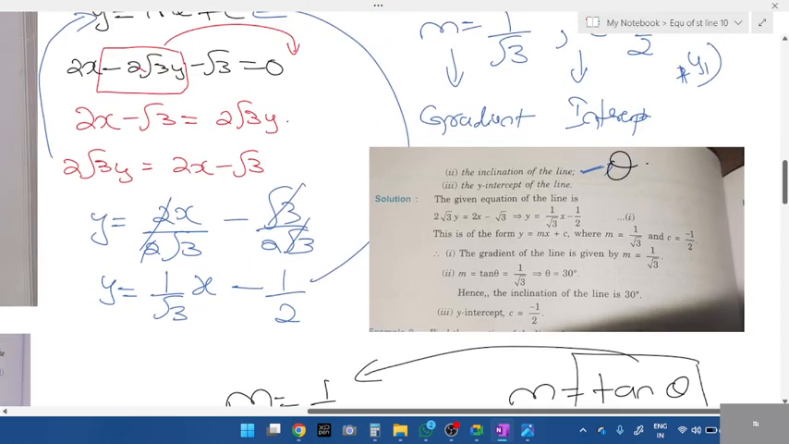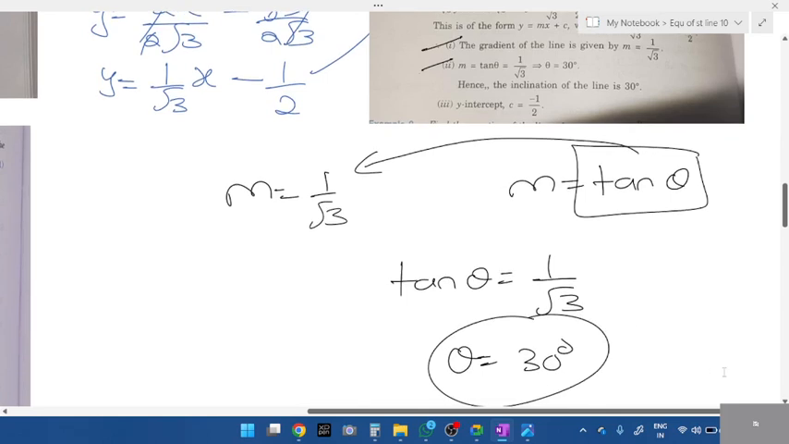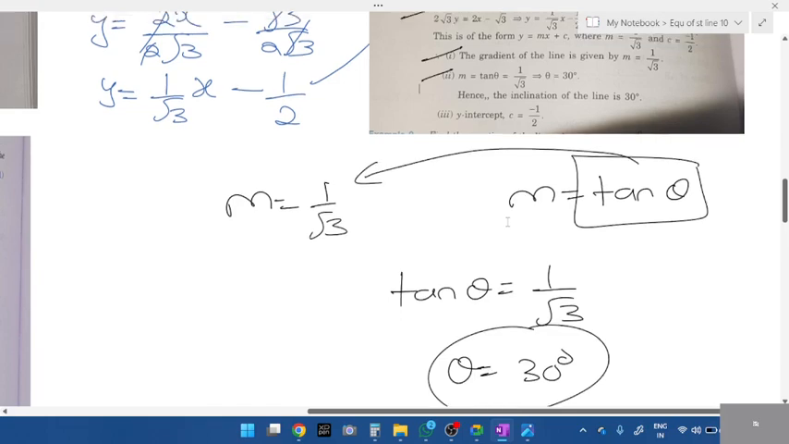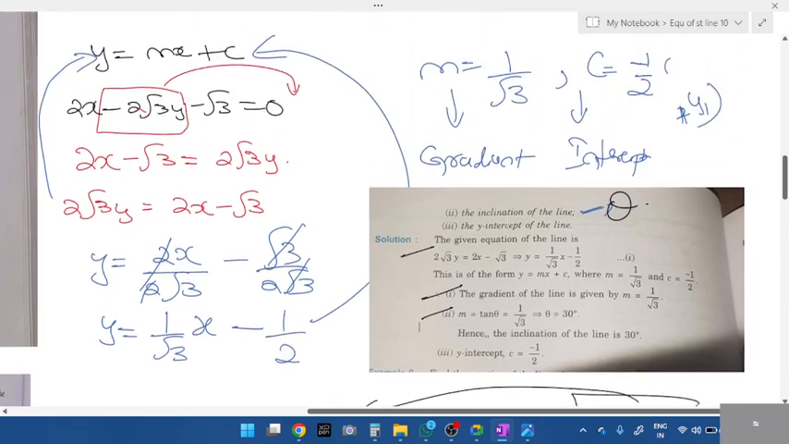Look, this is how you write. But they have given it in a short way, students. I have explained each and everything. Look at this. Equation of a line. Compare it. m value 1 by root 3, correct. c value minus 1 by 2, correct. Gradient, tan theta calculation. m is equal to tan theta. That is the calculation I showed here. m is equal to tan theta. You get 1 by root 3 for tan 60 degrees. Sorry, tan 30 degrees.